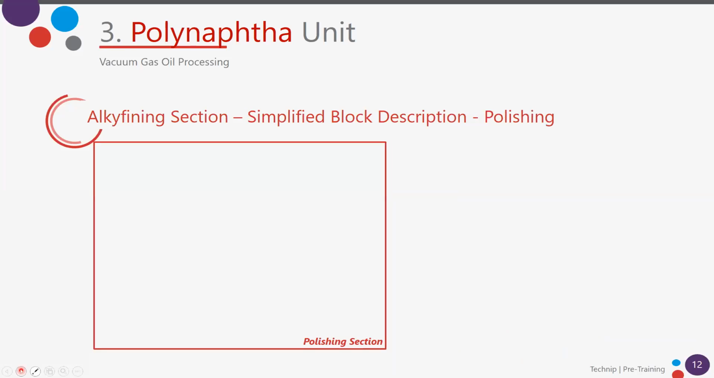Okay, so let's see. Remember that in this alkylation section, we have two main sections, the polishing and the reaction. Let's start with the polishing section. So the raw LPG comes from the FCC unit. All this section will work in liquid state. So the LPG comes from the FCC unit.